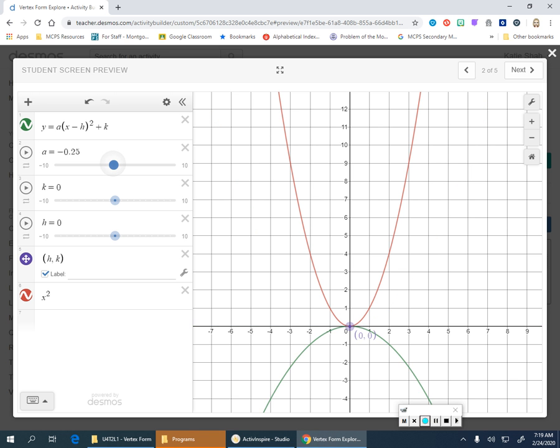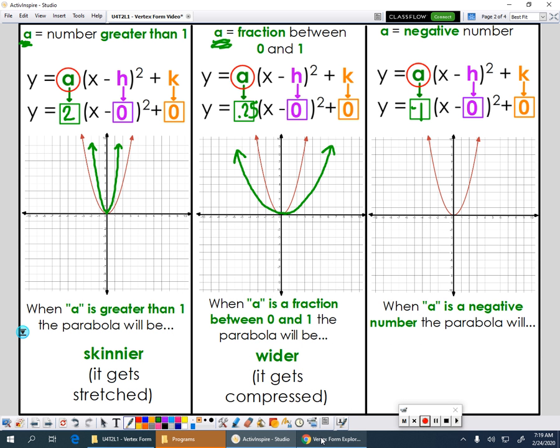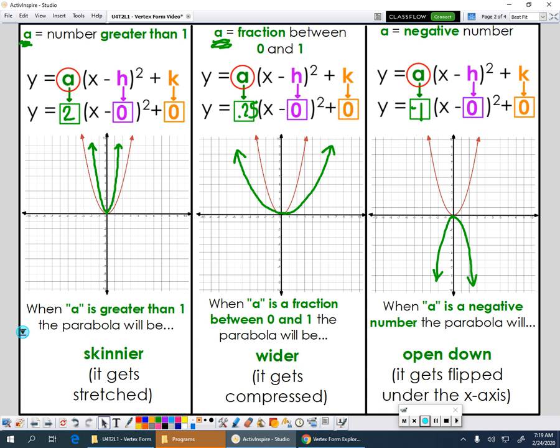Like I said, we won't have a parabola. But look what happens when it's a negative number. What happened to it? As a negative number, it flipped below our x-axis. So if I'm down here at -1, we have that exact parent function, but we've now reflected it under our x-axis. So if we draw this in, we have the same width, it's just flipped underneath our x-axis. So when a is negative, our parabola will open down.